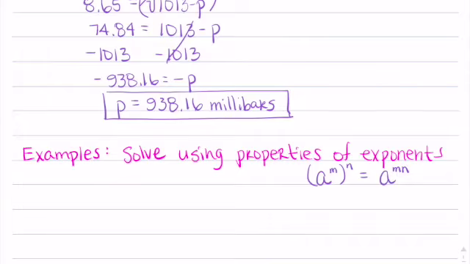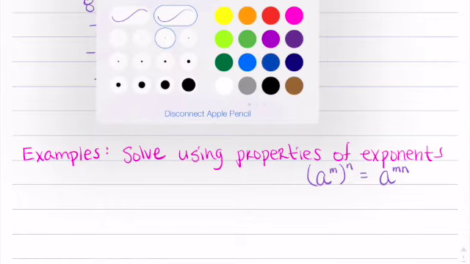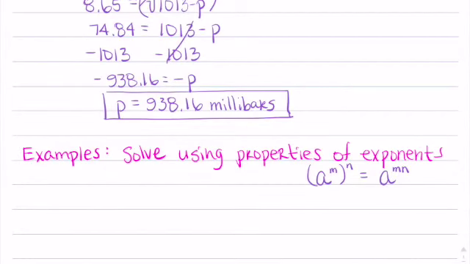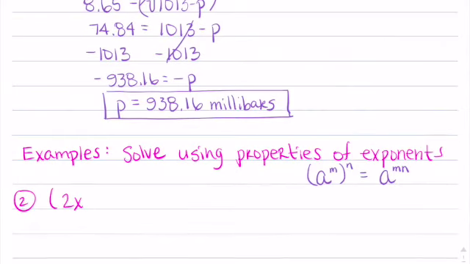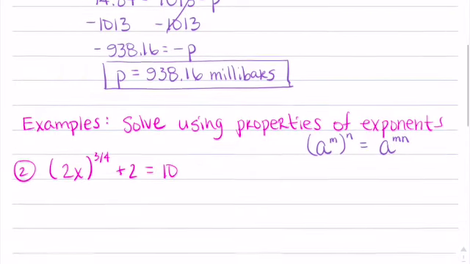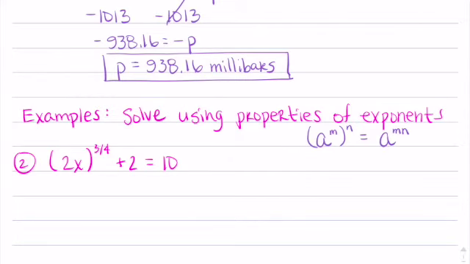So let's take a look at an example where we use that to solve an equation. So example number 2, by the way, the word problem is example number 1 if you didn't pick that up. We're going to have 2x to the 3/4 power plus 2 is equal to 10. Just the same as we did last time when we isolated the radical before continuing to solve. This time we want to isolate the term that has the exponent in it before we continue to solve.